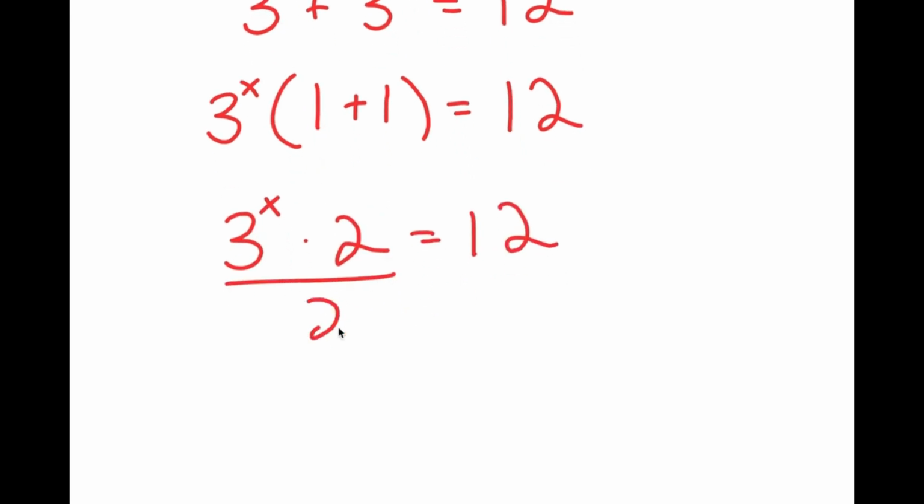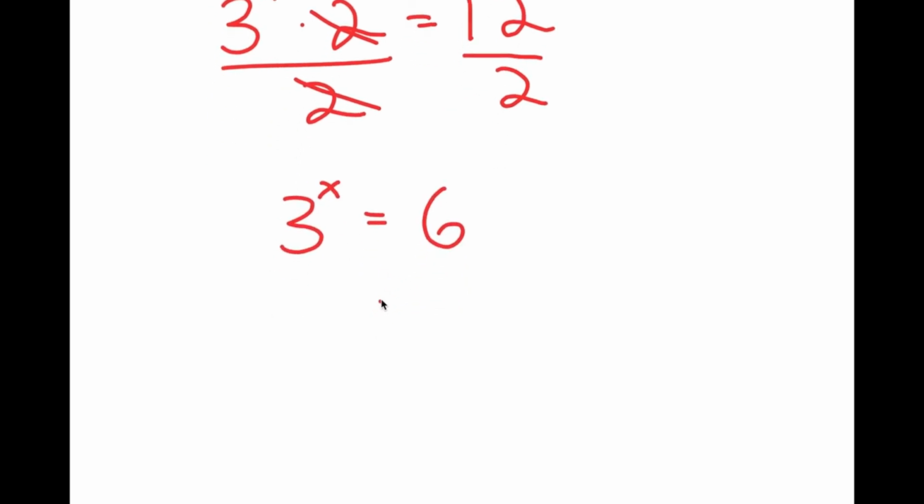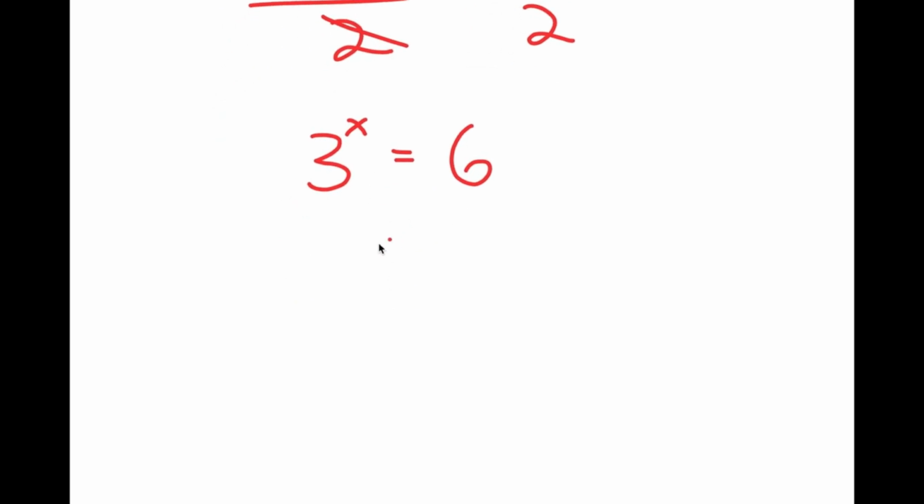And now I can divide both sides by 2. So then these two cancel out. And I get 3 to the power of x is equal to 6. Now from here, what I'm going to do is take the log on both sides. So I get log 3 to the power of x is equal to log 6.